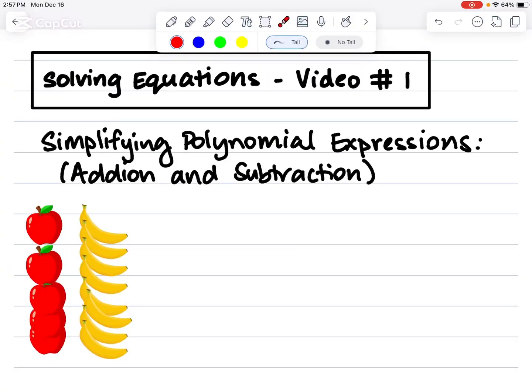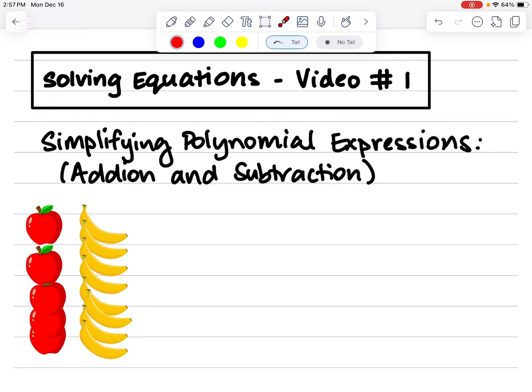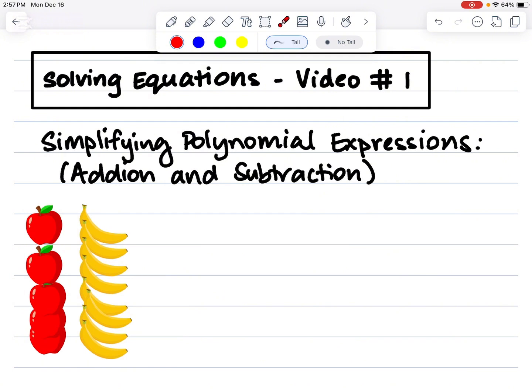In this video, we're going to be looking at one of the skills that we need in order to eventually start to solve equations. So we're going to learn how to simplify polynomial expressions. Now, a lot of the time, people say, I'm okay at math, but once you start to bring in letters and numbers, I get confused and I don't know what to do. It's actually not that different than stuff we do in our everyday lives.